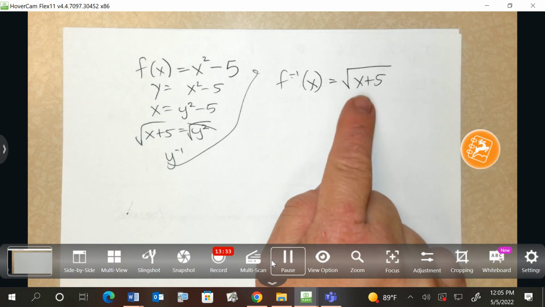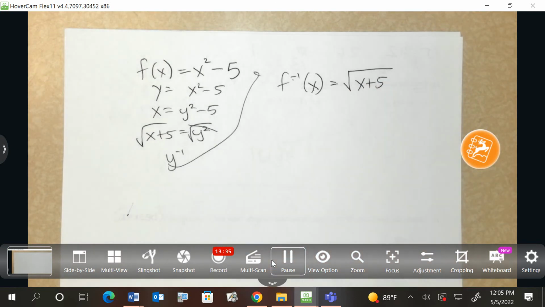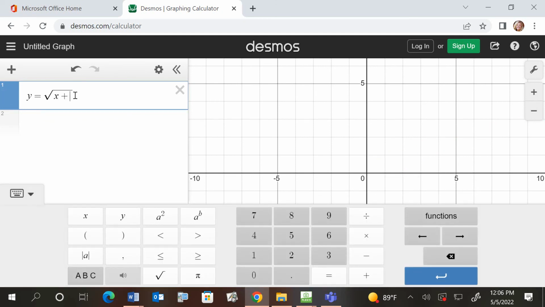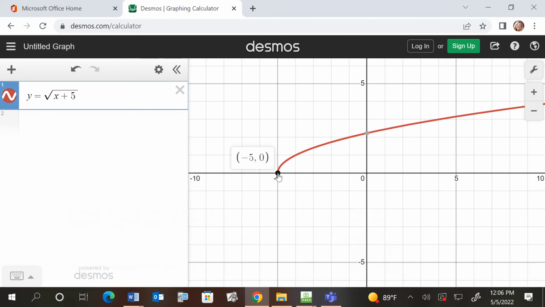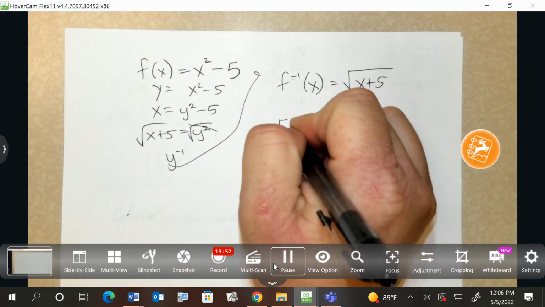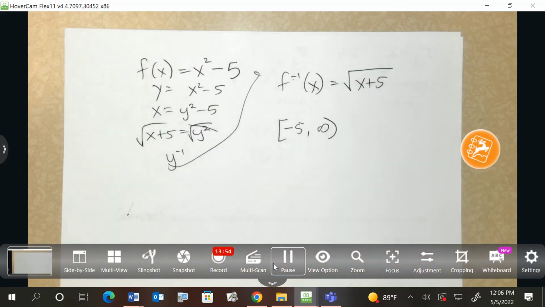I'm now going to go in here and plug this in. Come back up here, this is x plus 5. Okay, and now if I have to state the domain, it starts at negative 5 and it moves to the right. How do I identify that? Starts at negative 5, I include it, and it moves to the right.